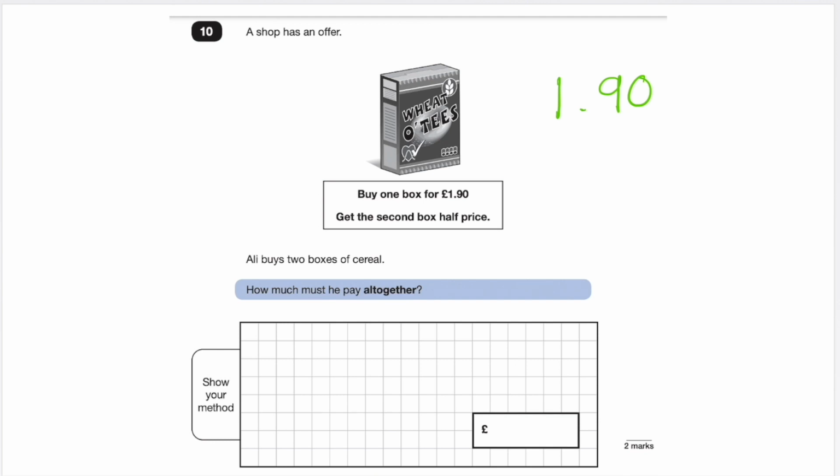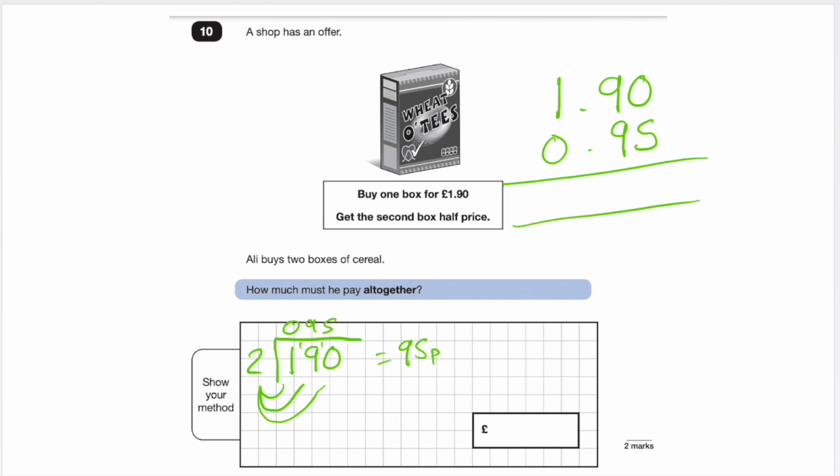We could do a quick sum. We could do 190, which is 190 pence, divided by 2 would leave us with 95 pence, or £0.95. We could then add these together. 0 and 5 is 5, 9 and 9 is 18. Put back my decimal, 1 and 1 is 2. So the total price that he paid altogether for 2 boxes is £2.85, and we would get 2 marks for that because we showed our working.